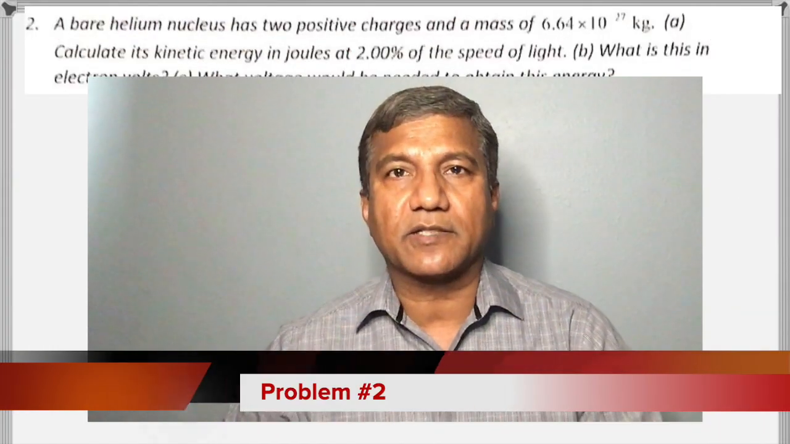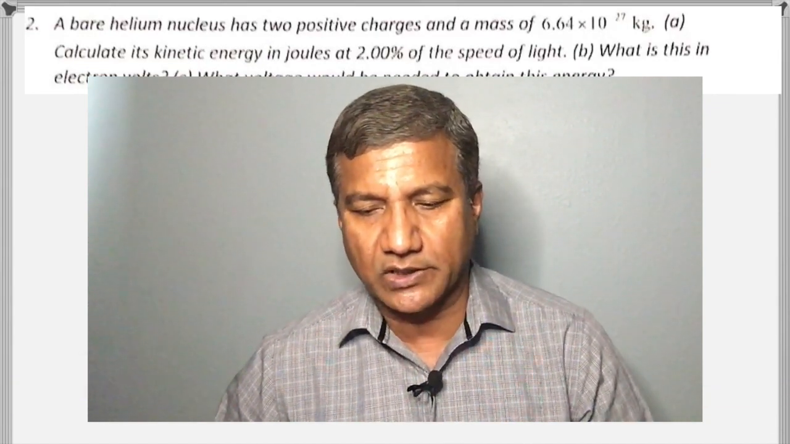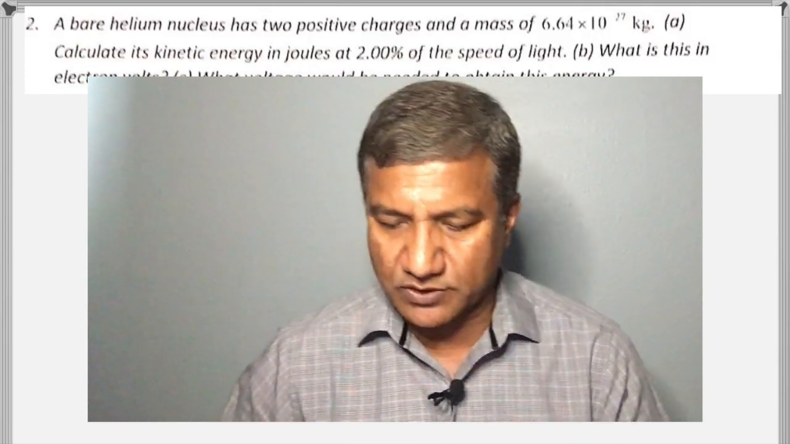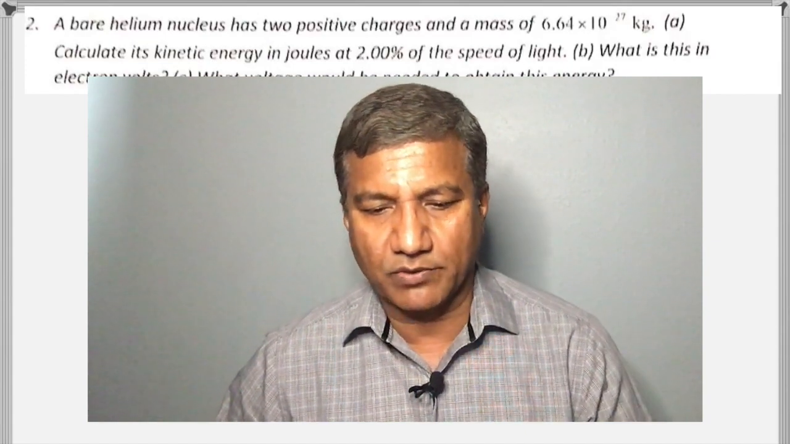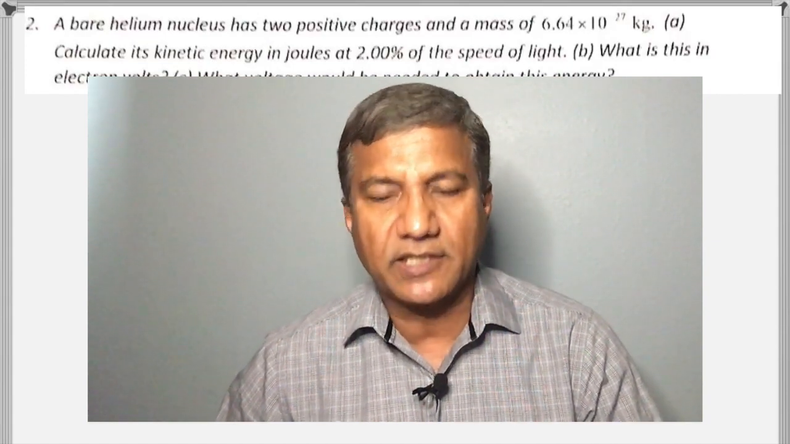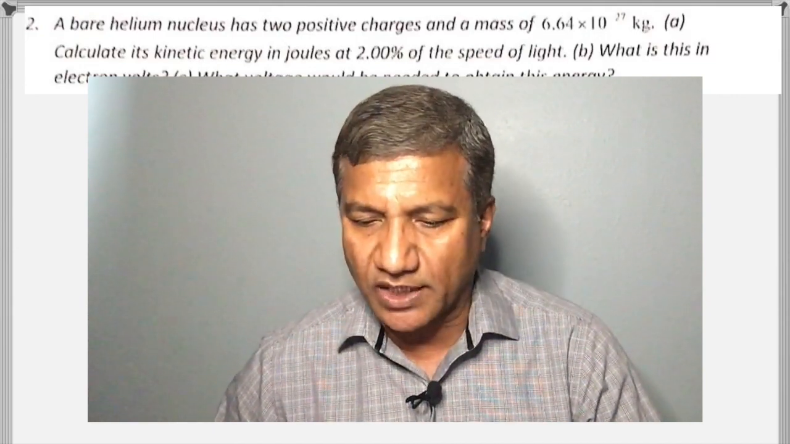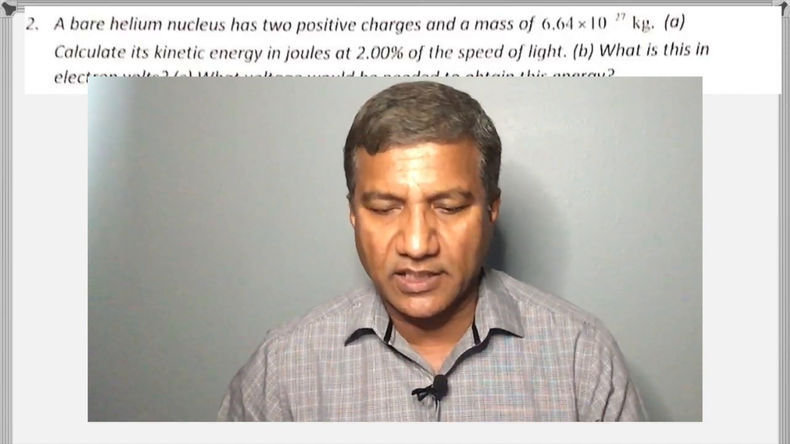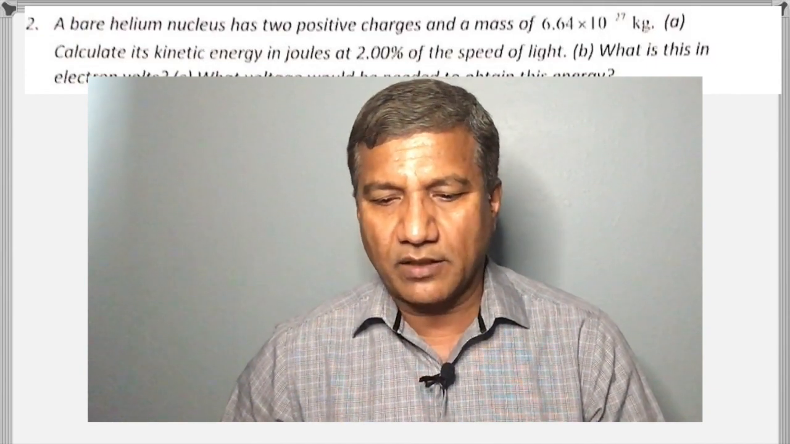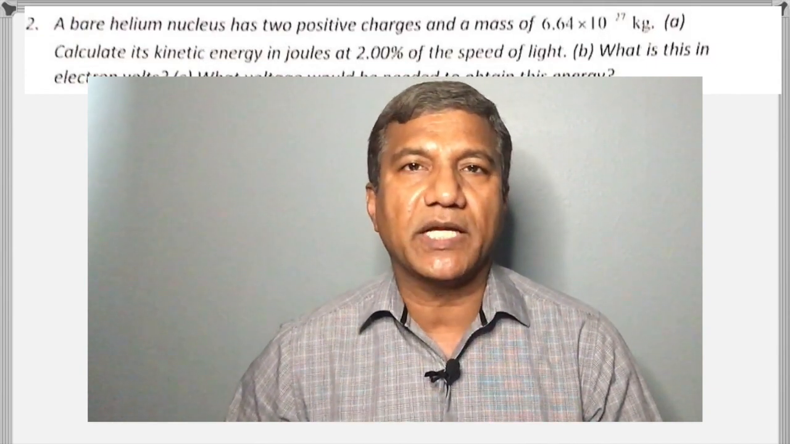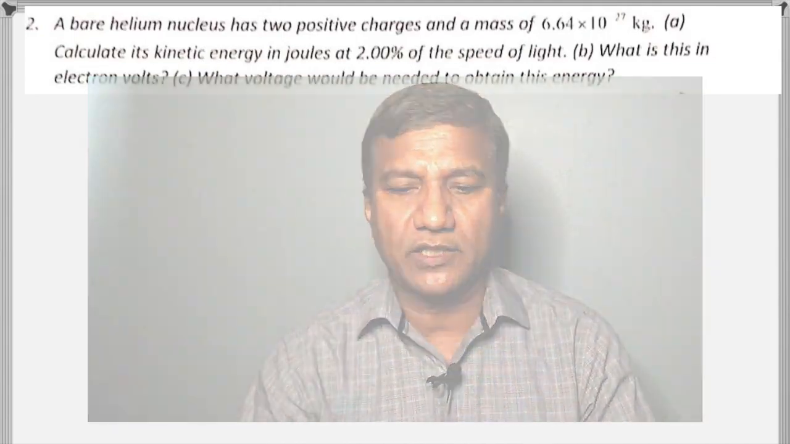Second question reads, a bare helium nucleus has 2 positive charges and a mass of 6.64 times 10 to the negative 27 kilogram. So that's the helium nucleus. We got to calculate its kinetic energy in joules when it moves at 2% of the speed of light. And then what is this in electron volts? So change the kinetic energy into electron volt. And then what voltage would be needed to obtain this energy? So we have 3 parts to this question. Let's go ahead and do it.